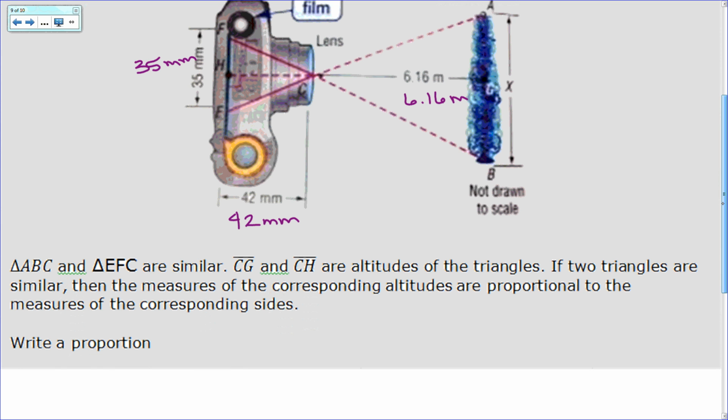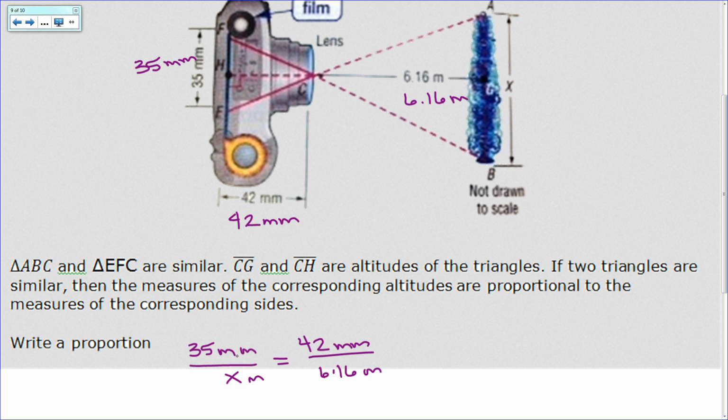So let's write a proportion. So I know that the 35 millimeters, since that's the height here, is going to pair with the height of the tree. The 42 is the horizontal, so it's going to pair with the horizontal and how far away the tree is. So that's going to be 6.16 meters. Okay, I do not have to convert because I have millimeters and millimeters, and meters and meters, so it'll actually cancel itself out. So now I've got my proportion.